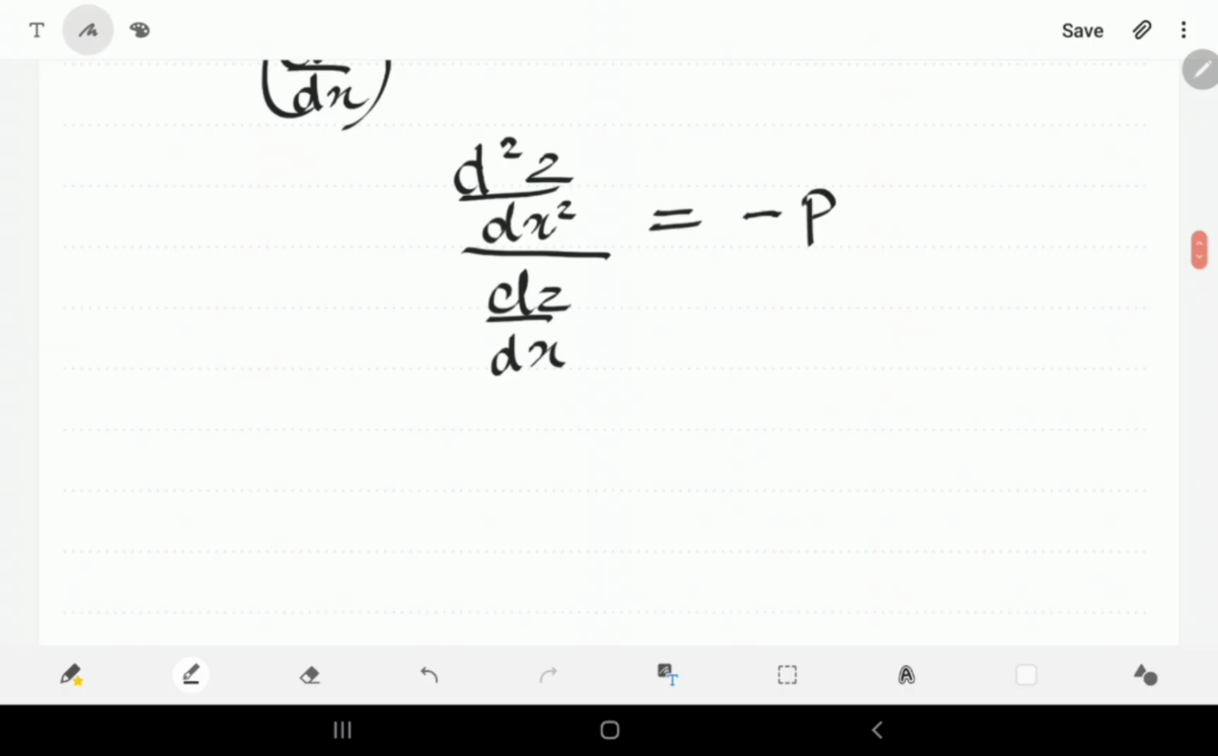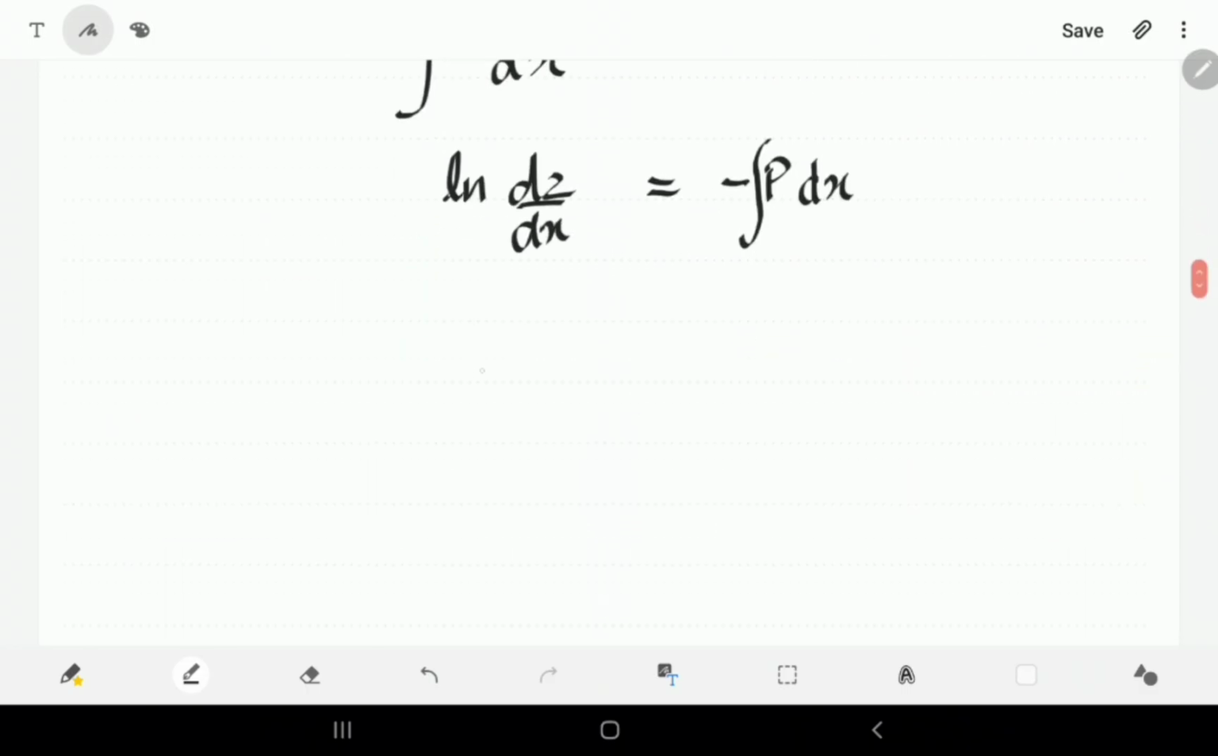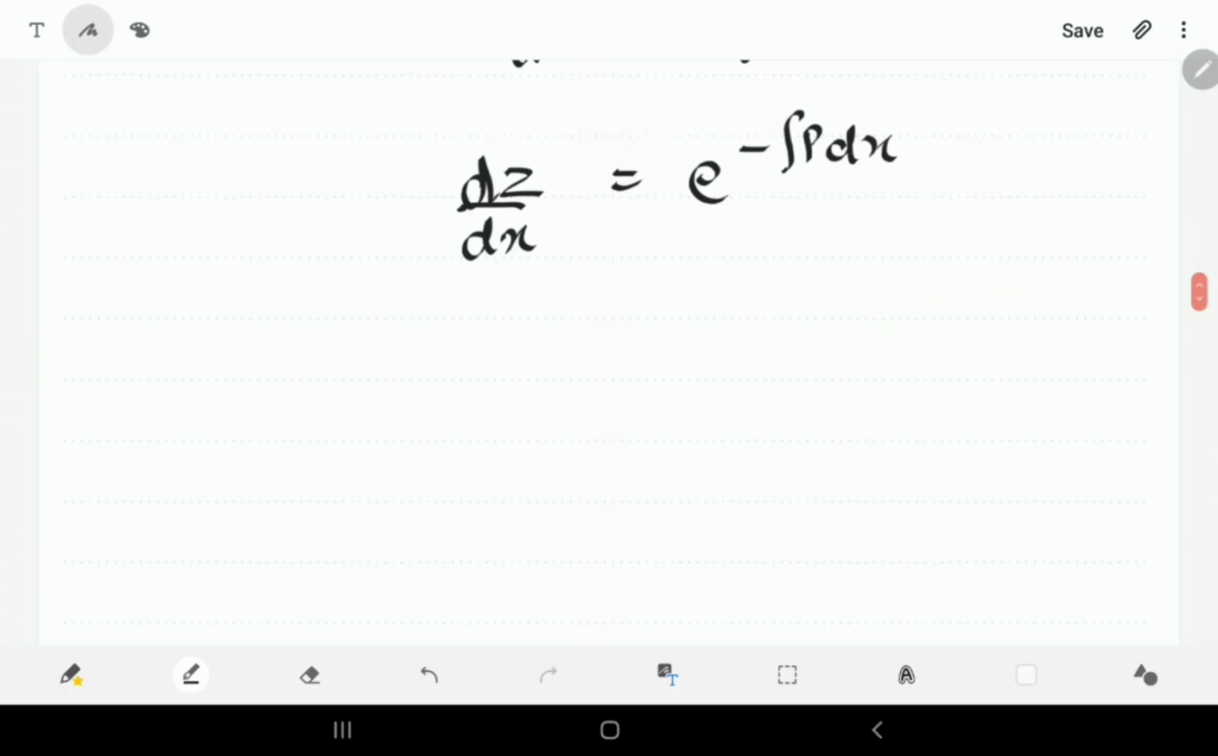Now, let's integrate this on both sides in order to solve for dz by dx. Since d squared z by dx squared is the derivative of dz by dx, the first term becomes ln of dz by dx, which is equivalent to the negative integral of p dx. Now, taking the exponent on both sides, we get dz by dx is equivalent to e to the power negative integral of p dx. Such a function will ensure that the coefficient of the first order derivative, which is dy by dz, is equivalent to 0.